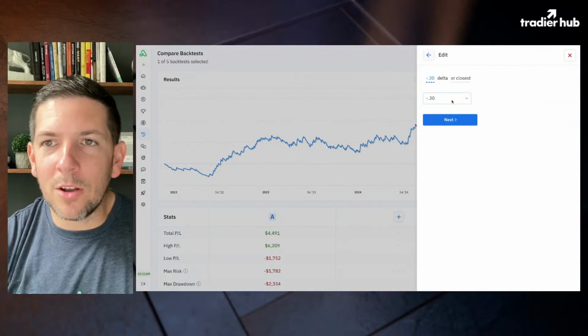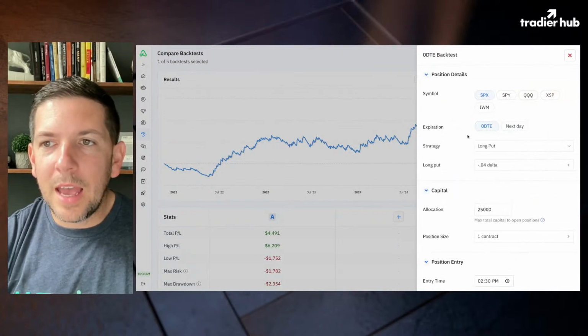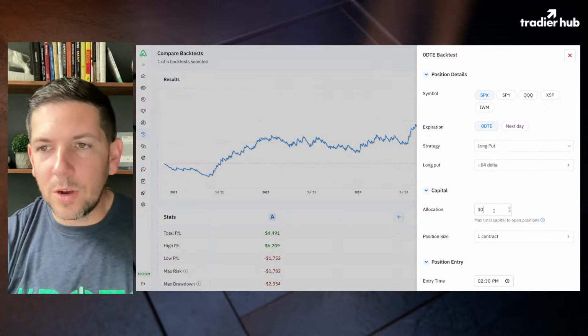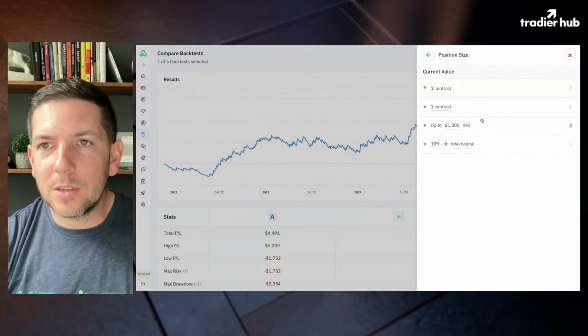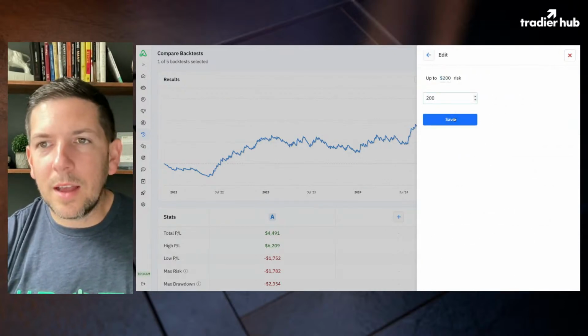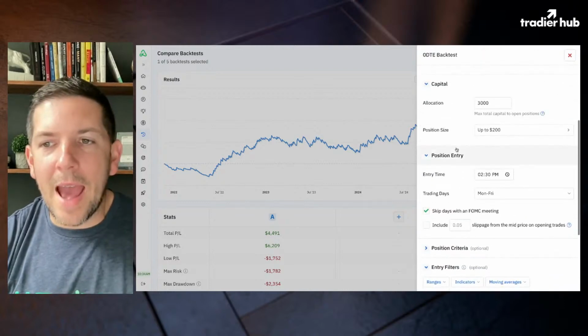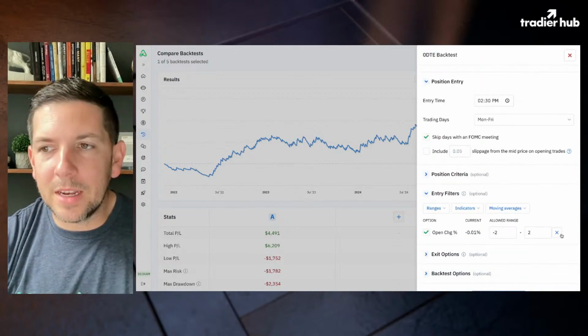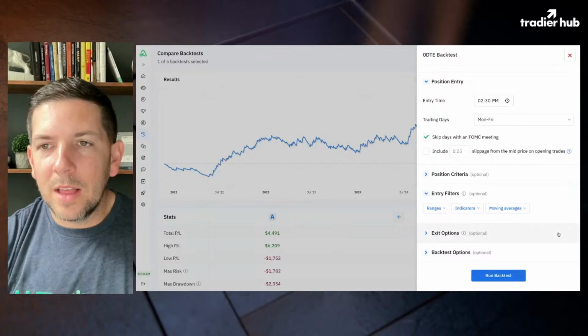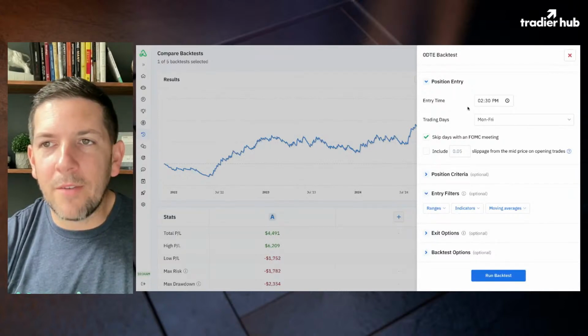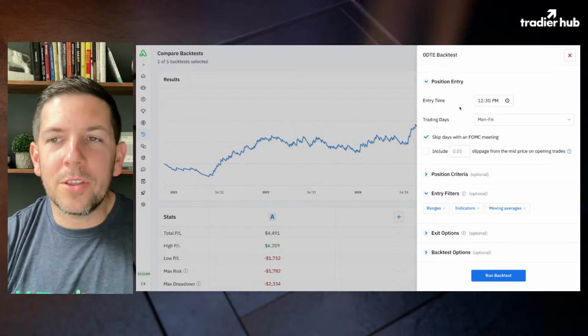So we're going to grab that long 4 delta put, like I said, risking up to $200 for the position. That should give us, again, an idea of potentially adding some sort of lottery ticket, if you will, at the end of the day. So let's remove all these. We'll still skip FOMC days. Let's move this back to like 2:30, or 12:30 in the afternoon.